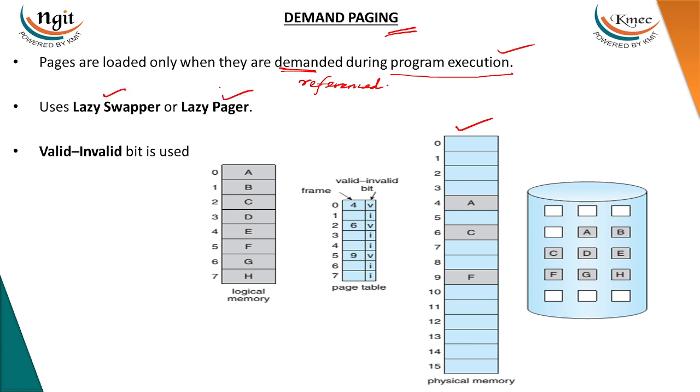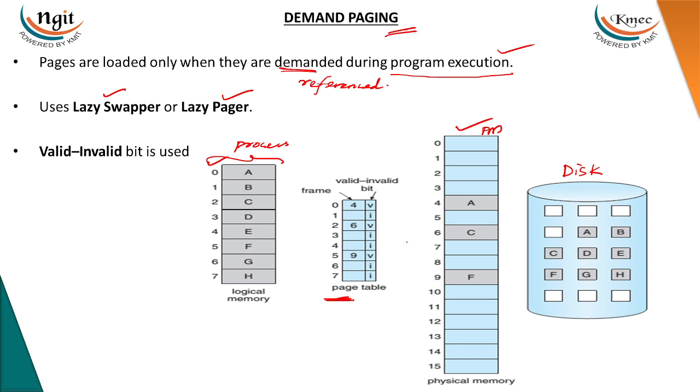Let's see this particular process. This is our disk, this is physical memory, this is our page table, and this is our logical memory, that is our process. The process has been divided into how many pages? 8 pages, A to H. And there is a page table, where each page number is an index to this particular page table.